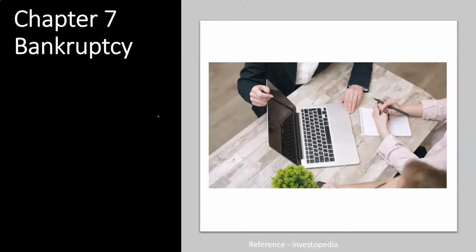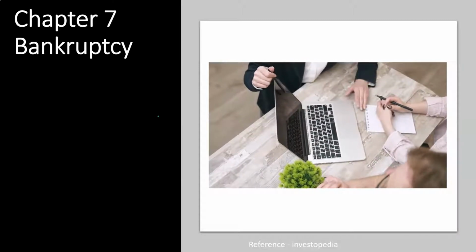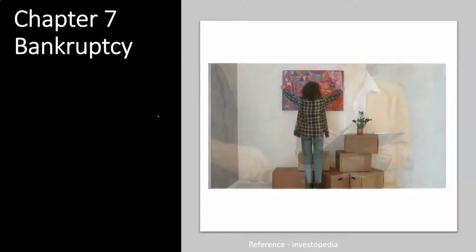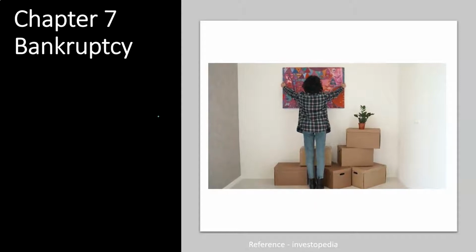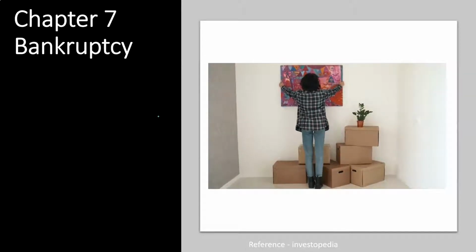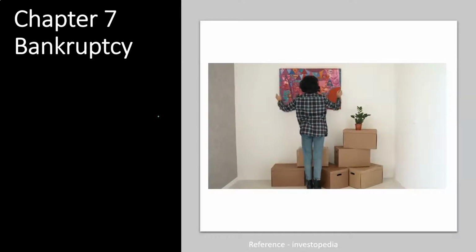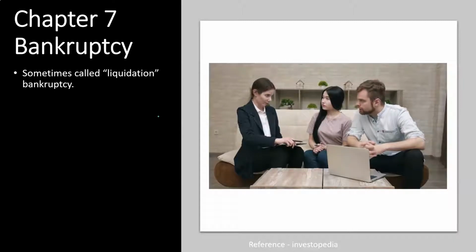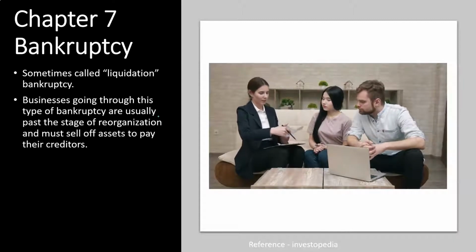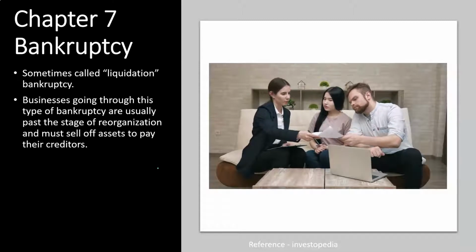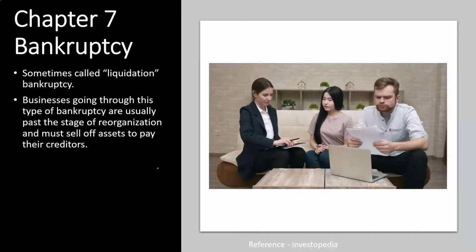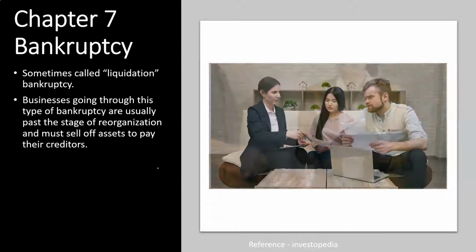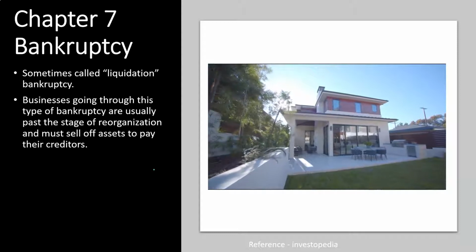And generally, when you're thinking about the normal liquidation process in a bankruptcy, the concept would be to take whatever assets are there, liquidate them, and then pay off in accordance with the ordering of the creditors that you owe. And then hopefully in doing so, having more of a clean slate at that point in time. Okay, so Chapter 7 bankruptcy, sometimes called liquidation bankruptcy. Businesses going through this type of bankruptcy are usually past the stage of reorganization and must sell off assets to pay their creditors.